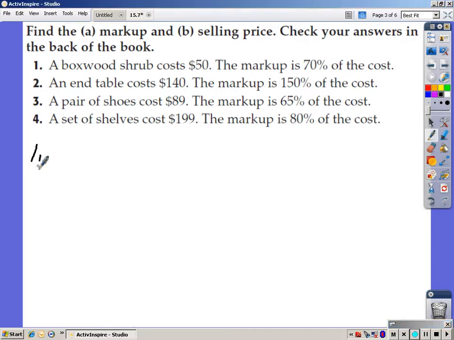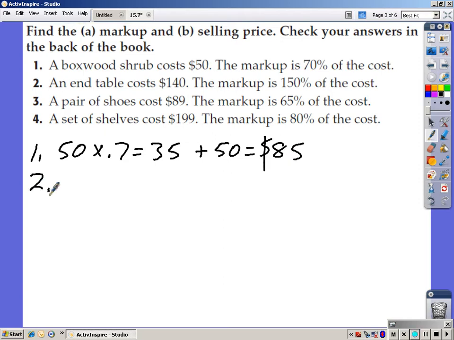Number 1, it says a boxwood shrub costs $50. Markup is 70%, so times it by 0.7. 50 times 0.7 is 35. 35 plus 50 is $85. Okay? Number 2, table is 140. Markup is 150%, so times it by 1.5. 140 times 1.5 is 210. 210 plus 140 is 350.